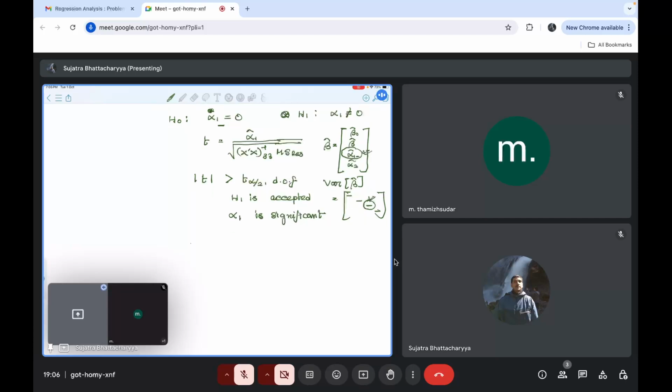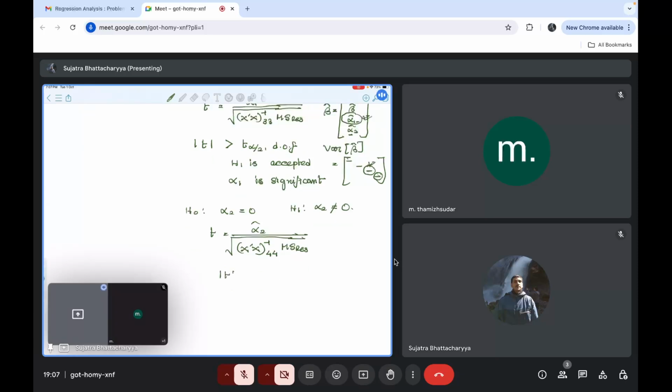Okay. Similarly, for alpha 2 hat, there will be another hypothesis testing. H0: alpha 2 is equal to 0. H1: alpha 2 is not equal to 0. In this case, what will be the test statistic? Alpha 2 hat divided by root over x prime x inverse. Now what will it be? Alpha 2 hat is corresponding to the fourth element, so this has to be used. It will be 4 4 into MS. Okay. So that's all. Again, same condition, t is greater than t alpha by 2, the degree of freedom, whatever it will be. And based on that, you have to test the hypothesis.